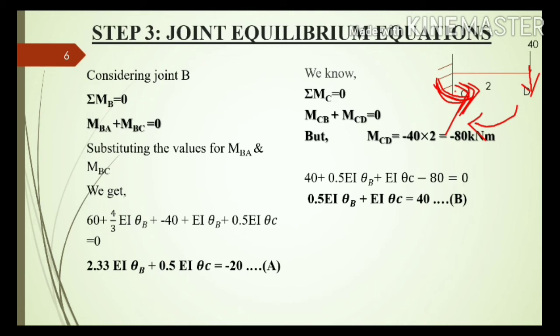So now we get the second equation. So now we have two equations and two unknowns. So by solving equation A and equation B, we get the value of theta B and theta C. EA theta B is equal to -19.2 and EA theta C equal to 49.6. These are the two unknowns, EA theta B and EA theta C. So step 4 is the final moments.